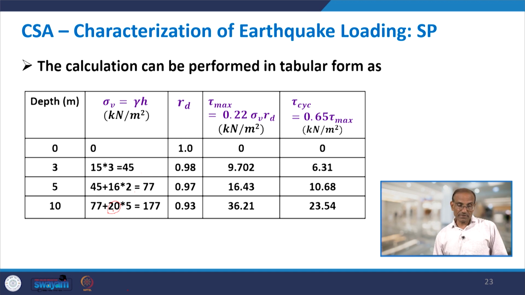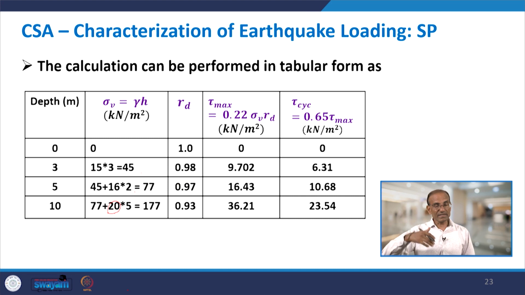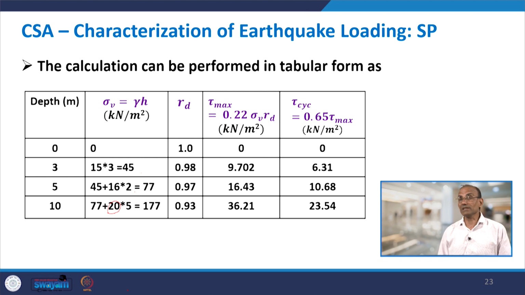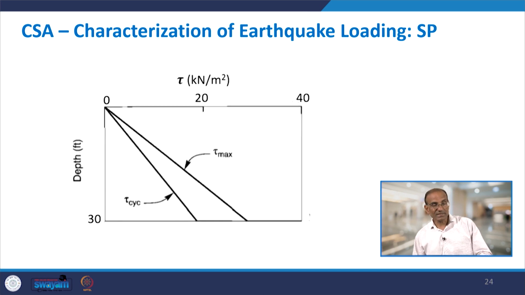This way sigma V has been calculated for the 3 depths. rd, as we discussed, varies with depth: at 0 it is 1, then 0.98, 0.97, 0.93. So tau max can be calculated using this relation in kPa, kilonewton per meter square, and likewise tau cycles. Because sigma V increases with depth, both tau max and tau cycle increase with depth, the only difference being that the last column, tau cycle, is 65% of the tau maximum. Once you plot, the plot will look like this, showing how the shear stress varies with depth. The shear stress increases with depth.